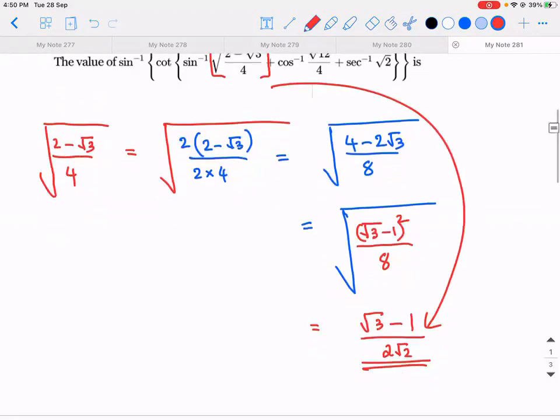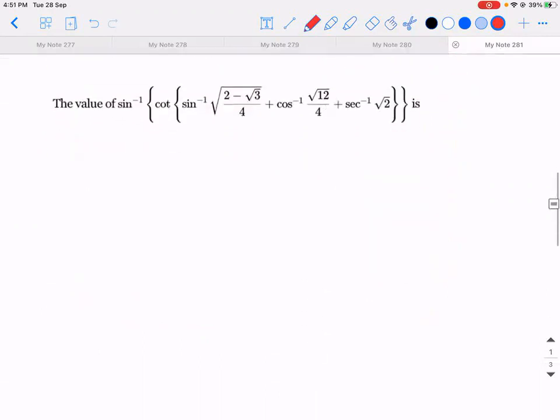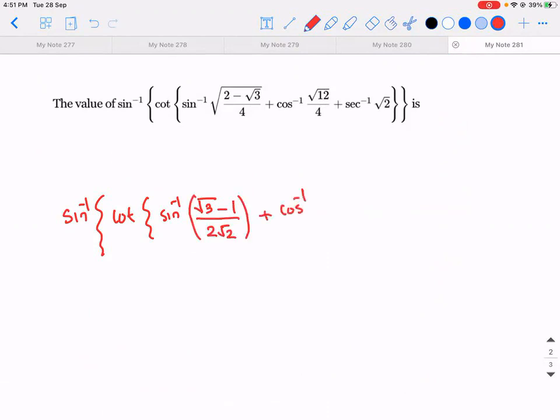Similarly, we need to calculate the simplified version of root 12 by 4. Root 12 simplified is 2 root 3 divided by 4, and if you simplify this, it becomes root 3 by 2. Now our function becomes sine inverse of sine inverse of root 3 minus 1 divided by 2 root 2 plus cos inverse of root 3 by 2 plus sec inverse root 2.